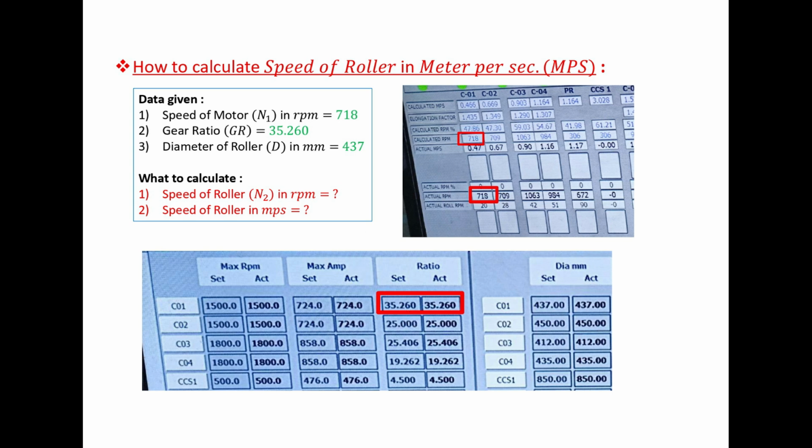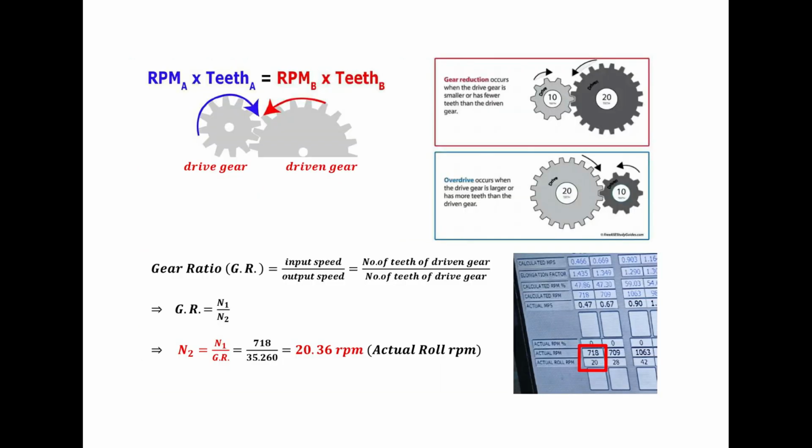To find our answers, we will follow a two-step process. Step 1. Calculate the roller's speed in RPM, that is denoted by N2. The gear ratio is the ratio of the input speed to the output speed. In our case, the input speed is the motor speed N1 and the output speed is the roller speed N2. The formula is gear ratio is equal to N1 by N2. To find the roller speed N2, we can rearrange this formula to N2 is equal to N1 by gear ratio.